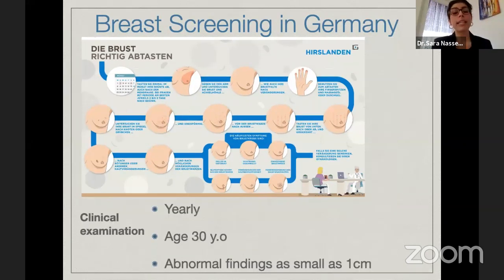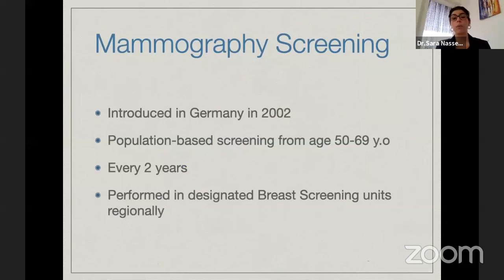The second point is the clinical examination by the gynecologist. So in Germany, the gynecologists do the breast cancer screening, and every woman goes to a gynecologist once a year. So this breast examination is done yearly. From the age of 30, the gynecologist will then also examine the woman's breast. And gynecologists tend to find lumps as small as 1 centimeter. So it's even smaller, and it's even a better detection rate. So the self-examination and the clinical examination are 2 important parts of the breast cancer screening.